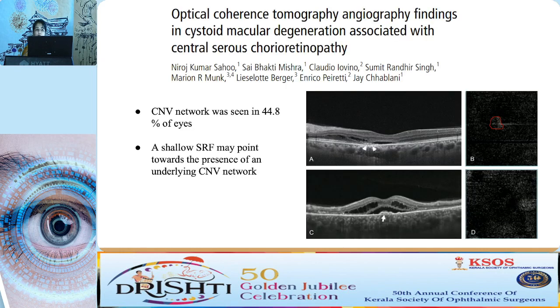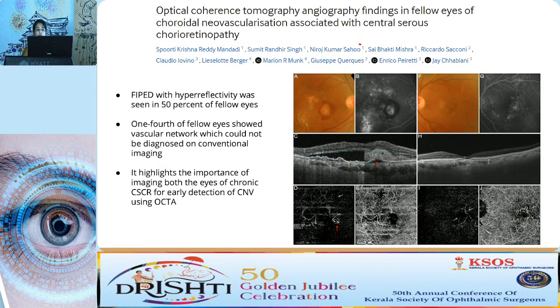So this is a case report, OCTA findings in CMD, cystoid macular degeneration associated with central serous retinopathy. In this report, they have documented that in about 45% of eyes with cystoid macular degeneration, there was an underlying central serous chorioretinopathy. In this study, they evaluated the OCTA findings in fellow eyes of patients presenting with CNV associated with CSCR, and 1/4 of fellow eyes showed a vascular network. So it highlights the importance of imaging both eyes of chronic CSCR for early detection of CNV using OCTA.